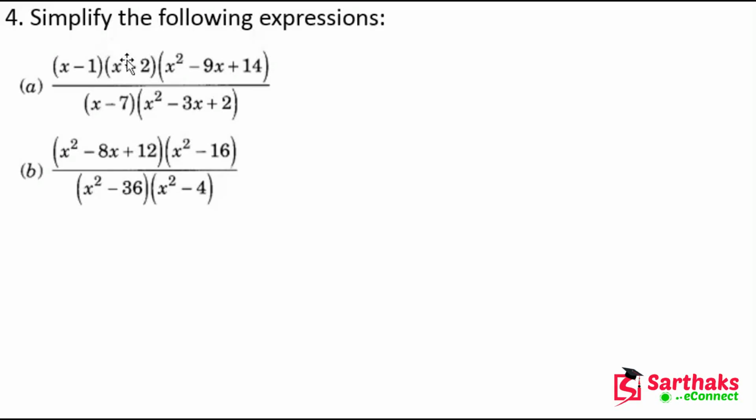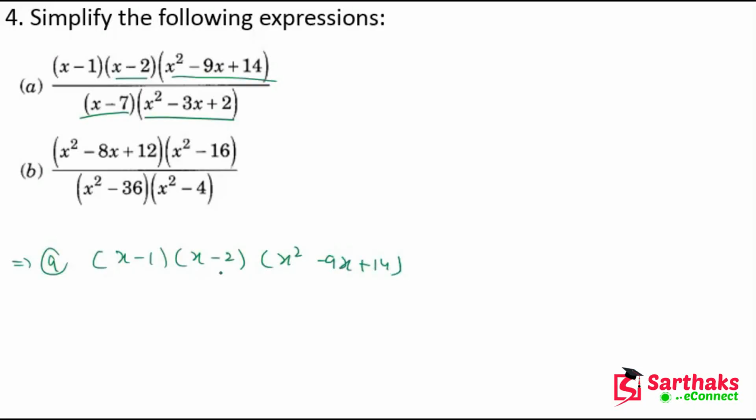Now the next question: we have to simplify the following expression. You can observe that we have x minus 1 into x minus 2 into x square minus 9x plus 14, divided by x minus 7 into x square minus 3x plus 2. Now let's start. First we solve expression number 1, which is a. So this is x minus 1 into x minus 2 into x square minus 9x plus 14, divided by x minus 7 into x square minus 3x plus 2.